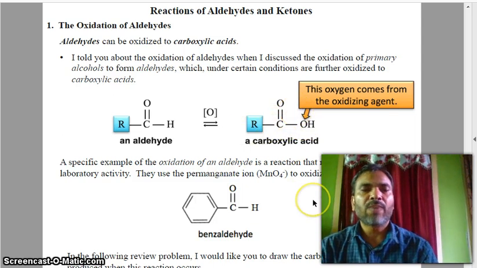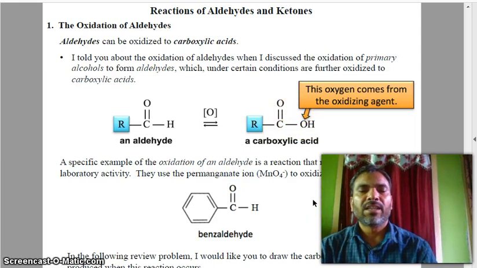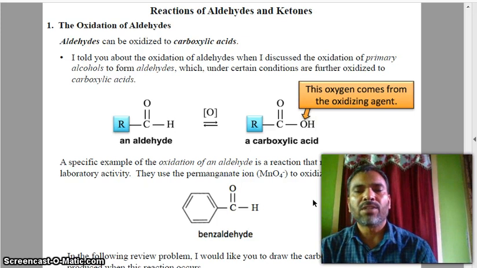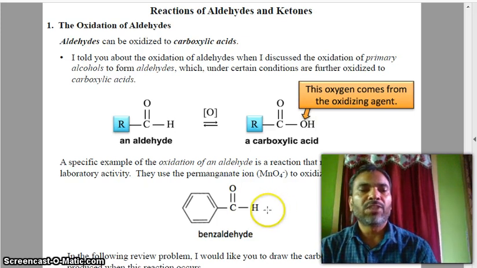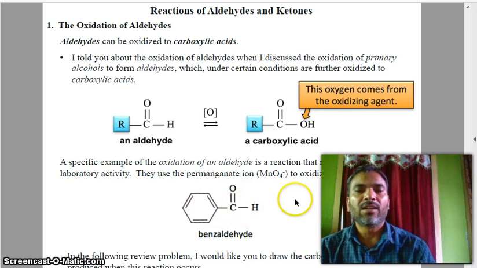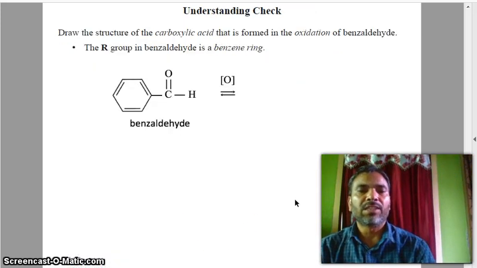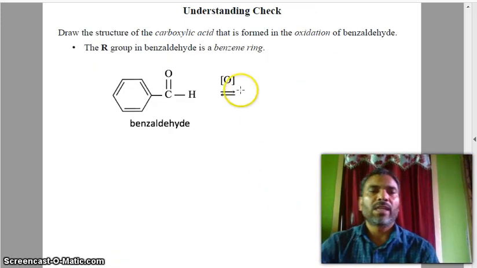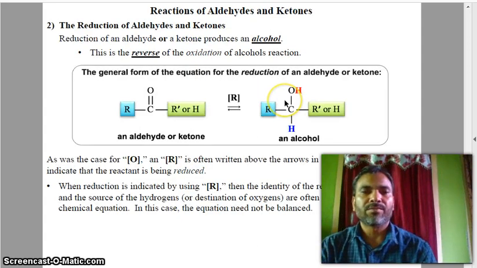A specific example of oxidation of an aldehyde is a reaction that my students do in a laboratory activity. They use permanganate to oxidize benzaldehyde. This is benzaldehyde. You just oxidize it, then you will get benzoic acid. So write down the reactions.